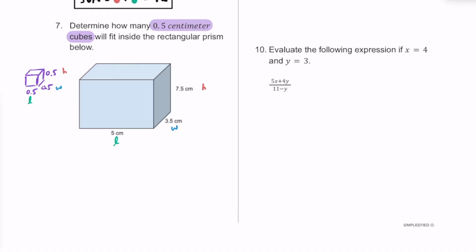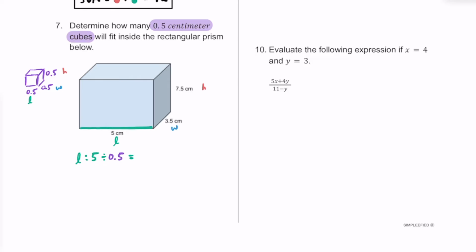Now, there are multiple strategies you can use to figure out how many of these cubes will fit in. What I'm going to do is figure out how many cubes fit along each dimension here, and then multiply all those cubes together. So looking at the length first here, the length is 5, and I want to see how many of these little 0.5 cubes fit across there. So I'm going to divide this by 0.5 to see how many will fit.